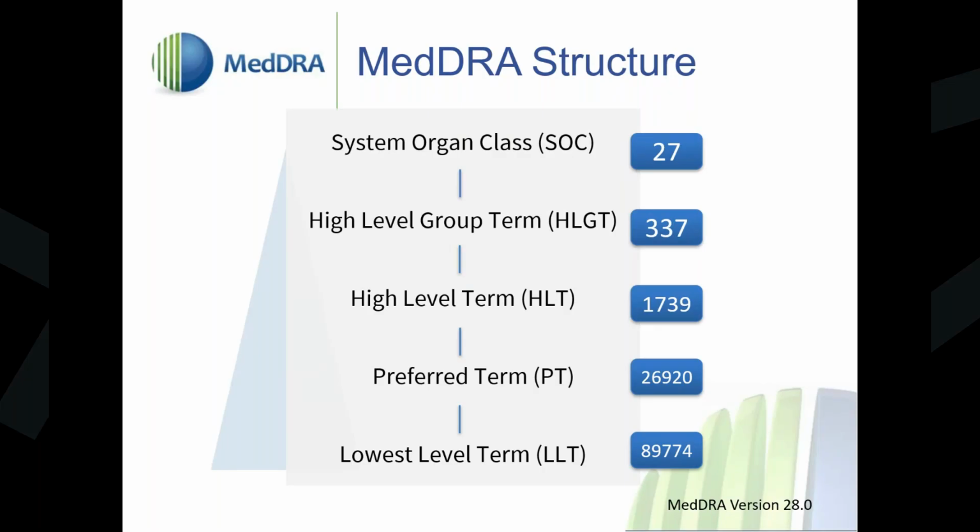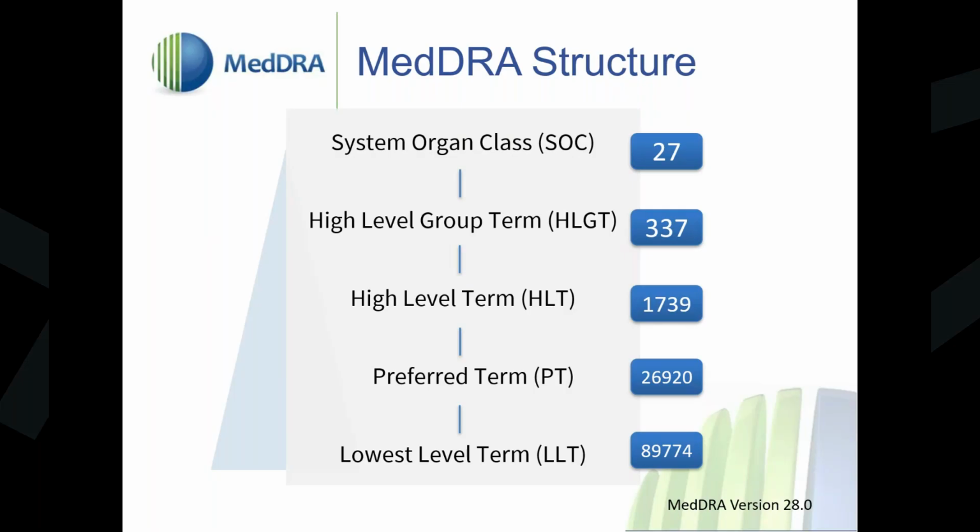It has the most number of terms. And as of version 28, we had close to 90,000. We're at version 29 now, so there's a few more than that. So it has tens of thousands of LLTs that you can search for, and that reduces the need for interpretation at the time of coding, because you can look through them and try to find one that accurately records the reporter's words.